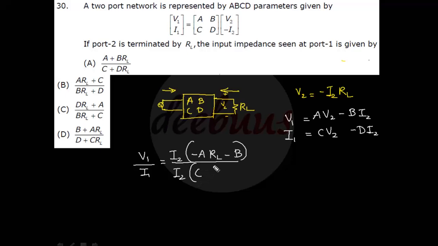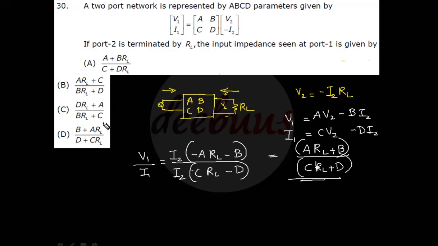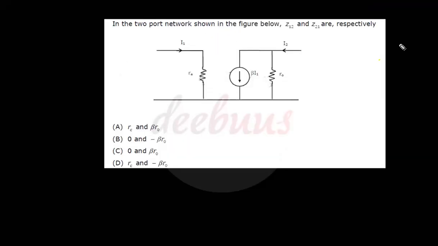So C into V2 equal to minus I2 RL. So minus here RL minus D, right? Again simplifying, we obtain A RL plus B divided by C RL plus D, right? Checking options, it is D, right? A RL plus B divided by C RL plus D. Now moving to another 2-mark question.